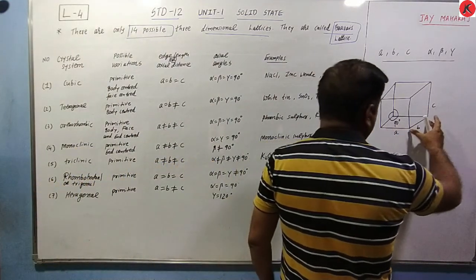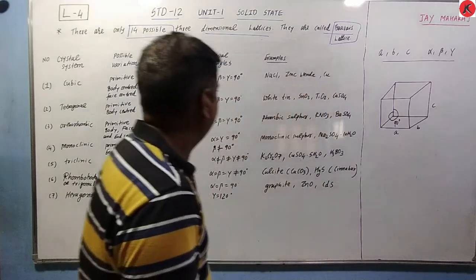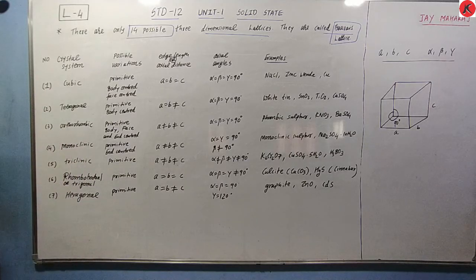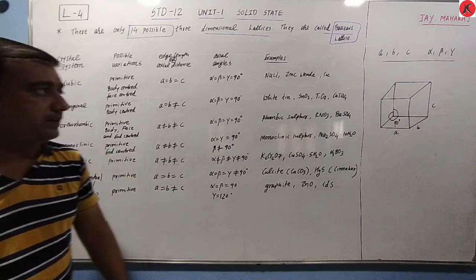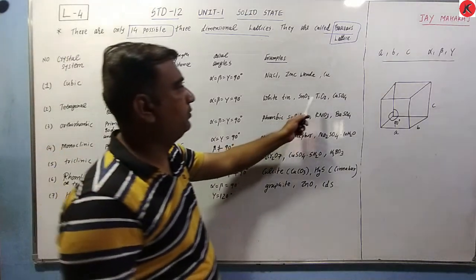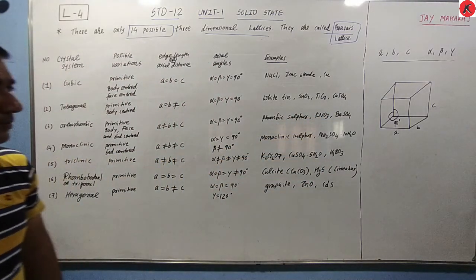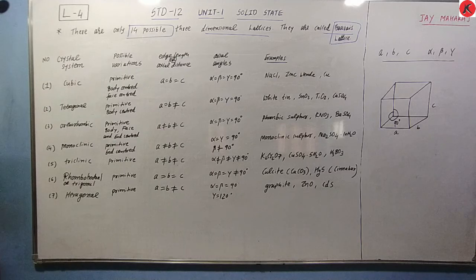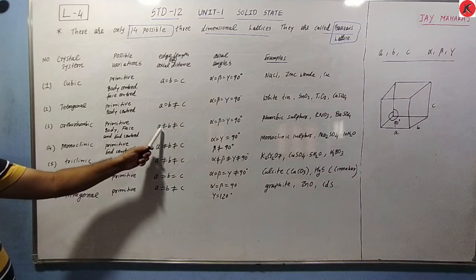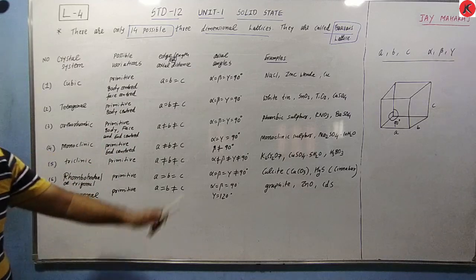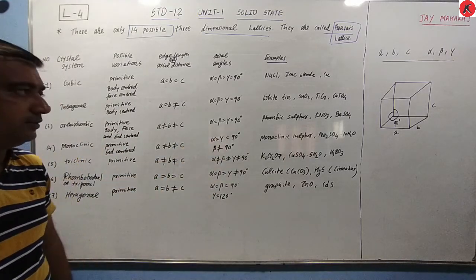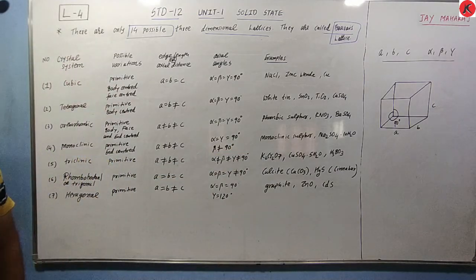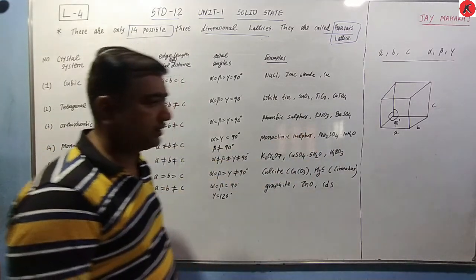The second system is the tetragonal system, in which a equal to b but not equal to c. That means a and b are equal, c is not equal, but alpha, beta, gamma equal to 90 degrees. Examples are white tin, SnO2, TiO2, and CaSO4, that means calcium sulfate. Now the third system, orthorhombic. How to identify? a is not equal to b, not equal to c, and alpha, beta, gamma are equal to 90 degrees. Examples: rhombic sulfur, potassium nitrate, and barium sulfate.